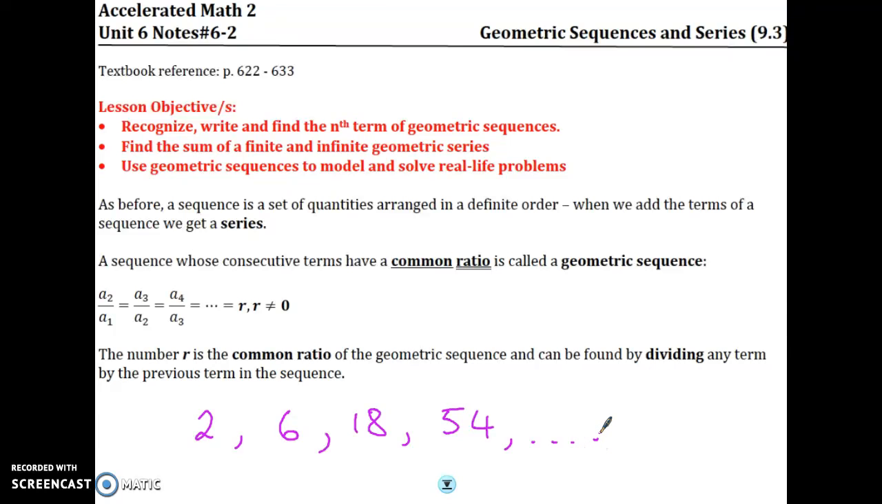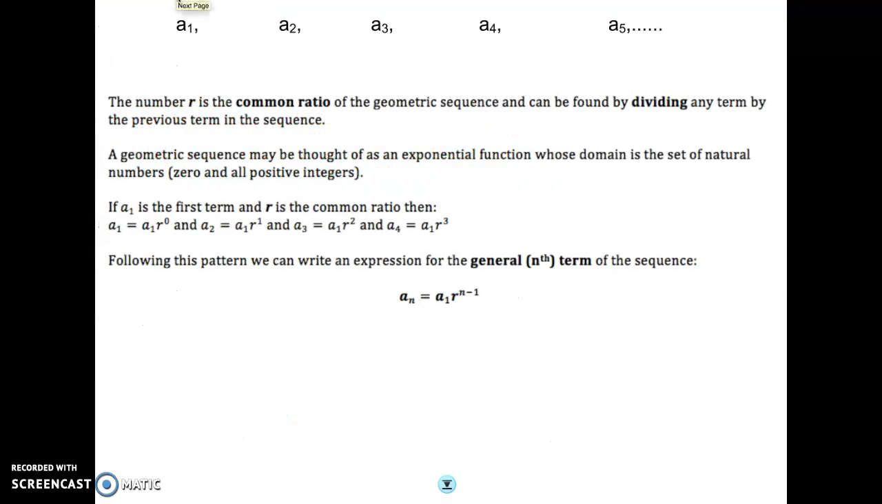A geometric sequence is characterized by a common ratio. That is to say that the ratio between adjacent terms, so the next term divided by the current term, is always equal to a fixed ratio, and in our case, that fixed ratio is 3. Another way of thinking about a geometric sequence is to say, to get from one term to the other, we multiply by that common ratio r.